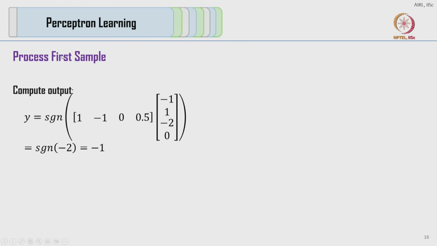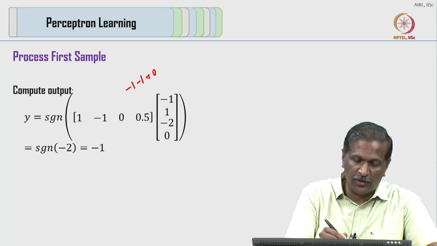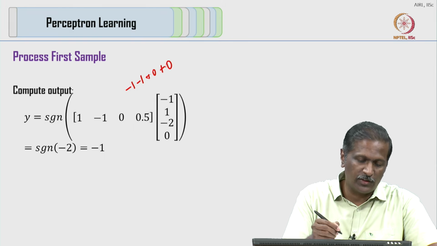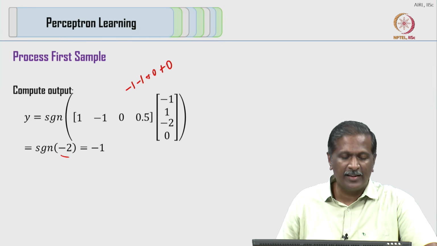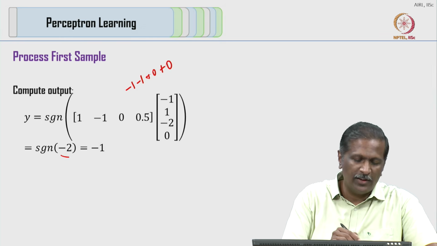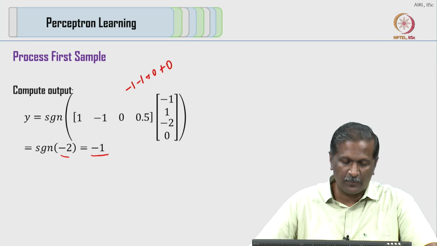Let us look at the first sample. First sample is 1, minus 1, 0.5 and 2. If I am just looking at the activation potential, it is nothing but 1 into minus 1, which is minus 1, minus 1 into 1, which is also minus 1, 0 into 2 is 0, plus 0.5 into 0 is 0. So what you have is an activation potential of minus 2. Since it is less than 0, your output is minus 1.